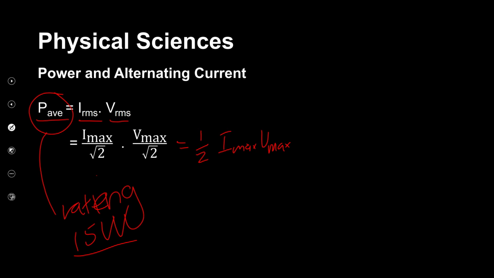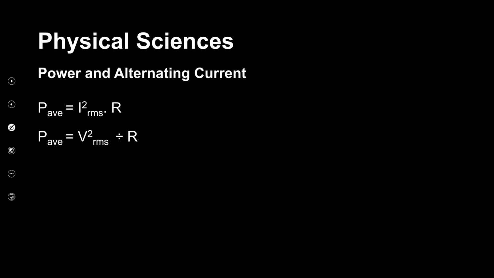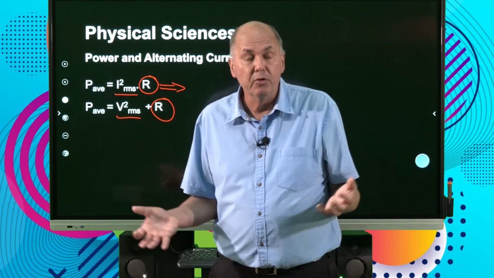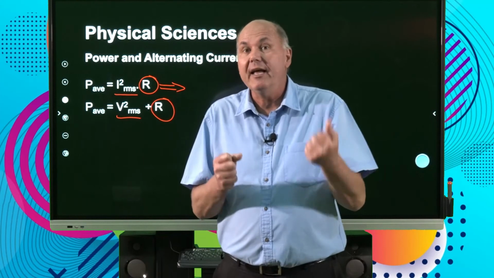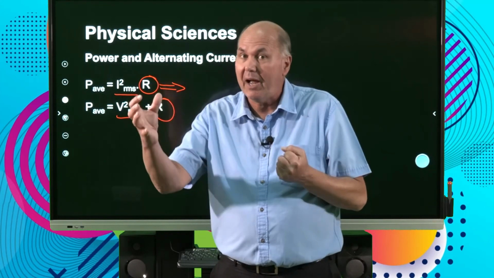And of course, we can use the other power relations that you've used for DC. You just need to recognize here that average power is not affected by resistance. Resistance is going to stay the same. So it's I squared RMS and V squared RMS that is going to give you the workings for average power. And so remember here that this is the same type of relationship that we get for any ordinary circuit.